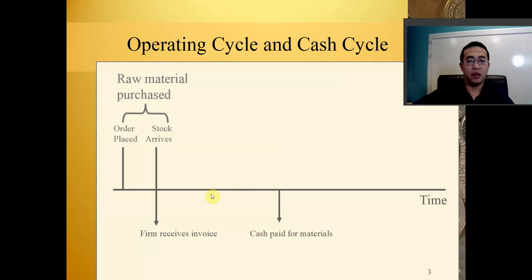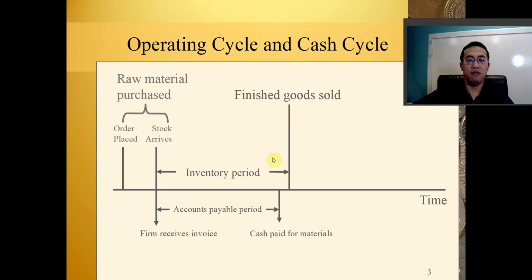And then after a certain time period, like 30 days or 60 days, you need to pay cash for that invoice. So that is when the cash is delivered. So this is called an accounts payable period. And then from the time the stock arrives until you finish your production, this is called the inventory period.